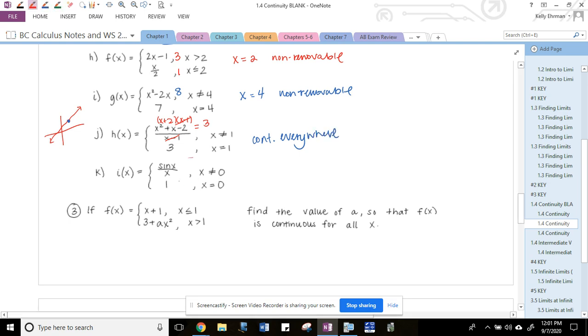Okay, the limit as x approaches 0 of sine x over x. Remember, that's one of the ones we talked about on Friday that you need to have memorized. This is only true that this limit value is 1 if x is approaching 0. So if this would have said x approaching 1 or 2 or 3, whatever, we'd have to plug that in and see. But otherwise, this is equal to 1. And f of 0 equals 1. So this is continuous everywhere.